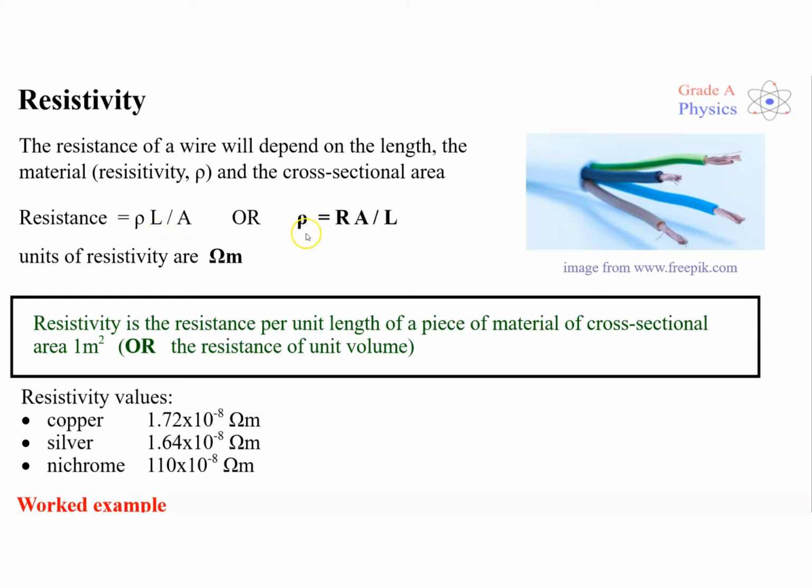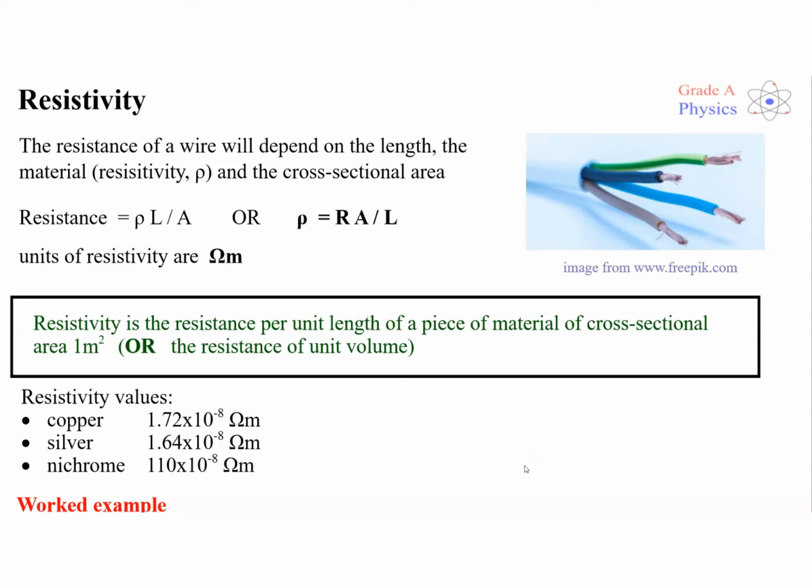Alternatively, if you make rho the subject, so rearrange this formula, rho is equal to RA over L, and then we can work out the units because we have ohms times meters squared divided by meters. Meters squared divided by meters gives us meters, so ohm meters.